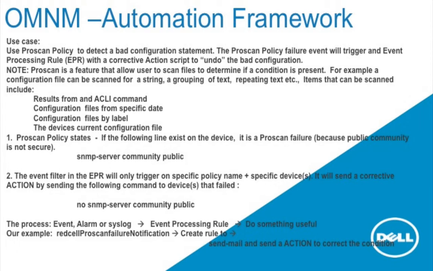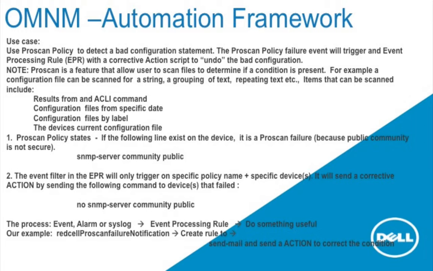It's a very simple case. And then the next part would be that the event filter on the EPR will trigger only on specific things. For example, the policy name, and it will also trigger on specific devices. This is just to show you how you can decide what you're going to do. You need to know that policy name so that you know how to correct it.